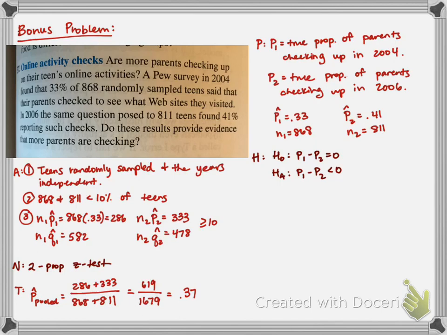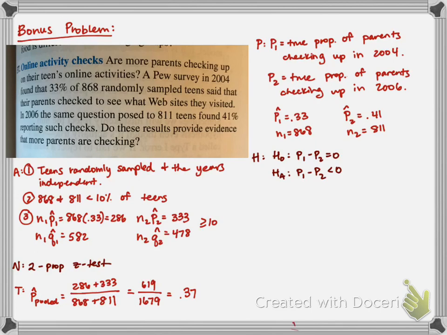And so I do my successes, okay, which in my first proportion is 33% of 868. Okay, you did that in your assumptions and conditions as well. So 286 plus, and then your successes in the second group is 333. Combine those, and then combine them on the bottom. Your total populations, and that comes out to be a p-hat pooled of 0.37. And that is what you're going to use to find your test statistics.